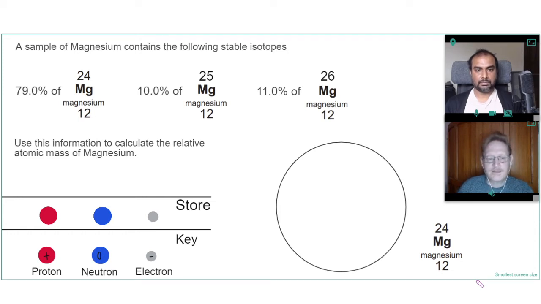So Atul, I wondered if you'd be able to do the nucleus of magnesium 24. And I've already got an empty nucleus here, which I'll fill up with the correct number of neutrons and protons. So magnesium 24, proton number 12. So another 12 neutrons gives relative atomic mass of 24. Okay, all right, so let's do this.